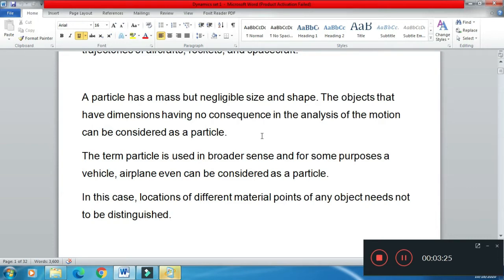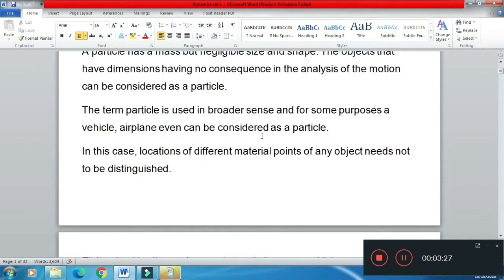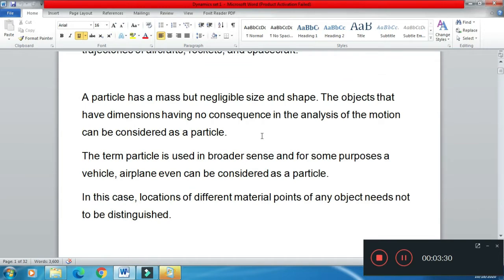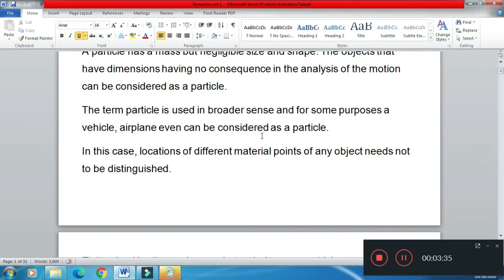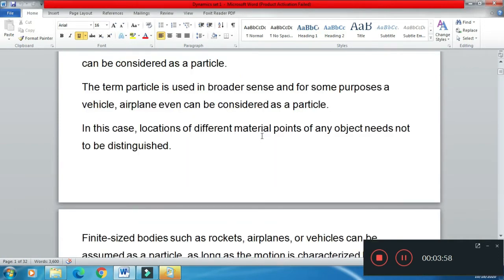And when we are assuming any object as a particle, we assume that there is no consequence on the analysis of the motion. So particle is used in a broader sense. Even a vehicle, airplane can be considered as a particle. So if you are not interested in the dimensions or the motion of the various locations on the object, then we can assume a large size object as a particle.